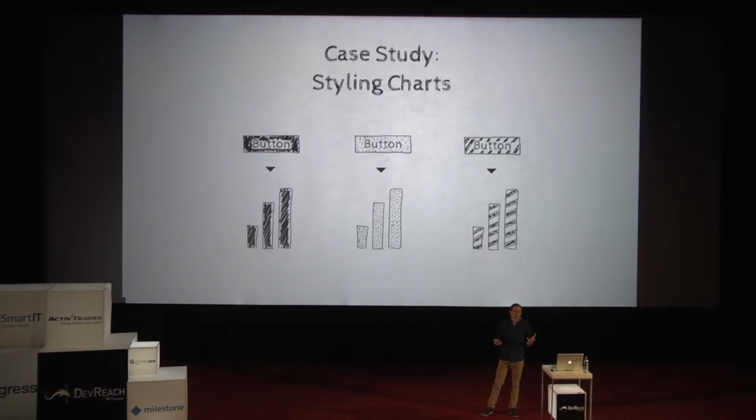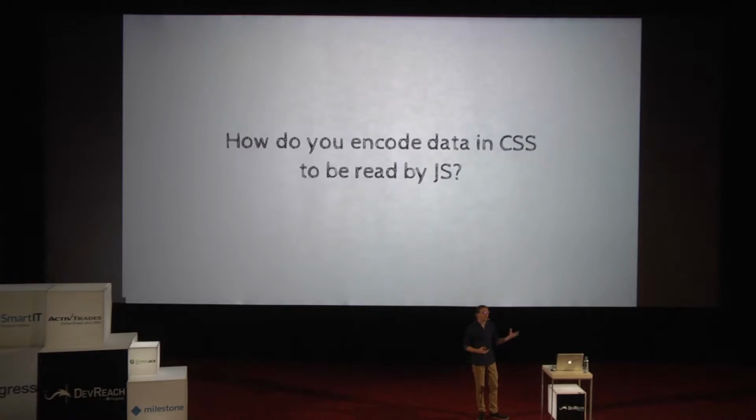So that was our problem, and thinking about it made us realize, well, it's a general problem. How do you encode data in CSS so that it can be read in JavaScript? So how do you move the data from the CSS to JavaScript? And that struck me as a very interesting question, because it was encoding, it was still web, but it's like a very general problem.